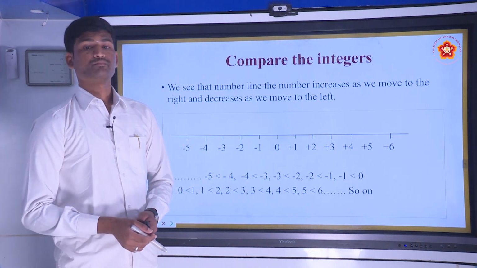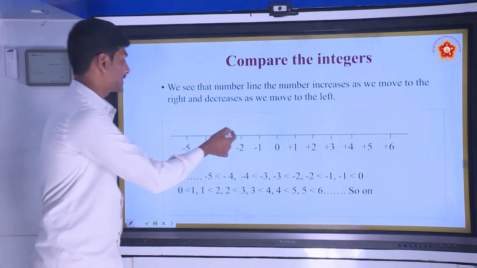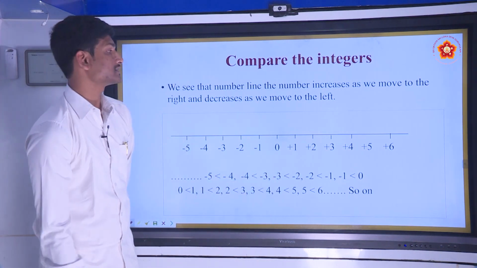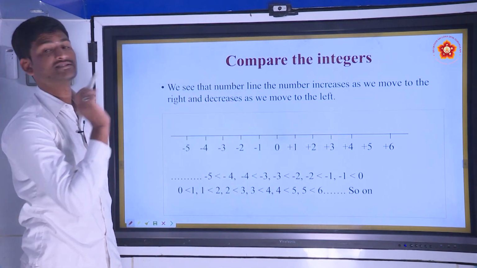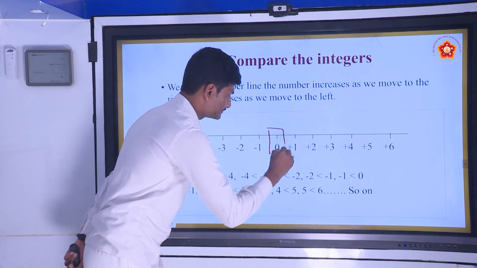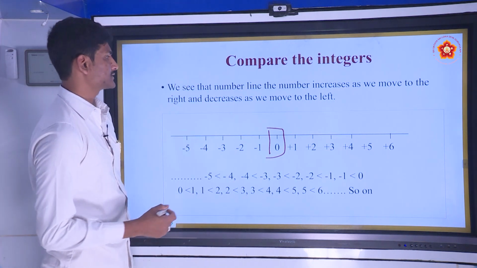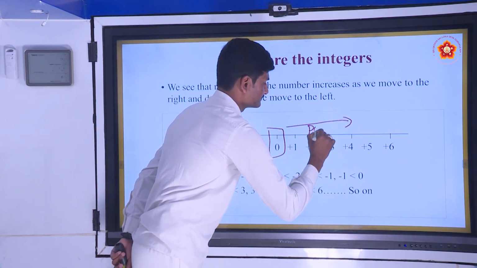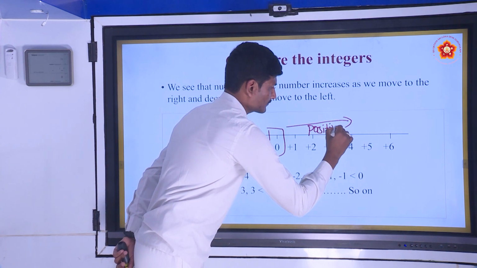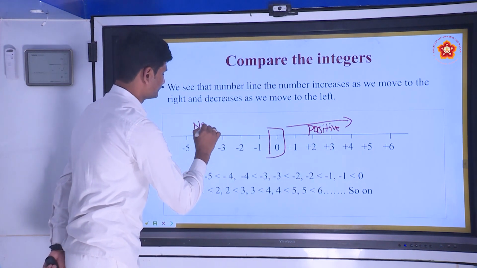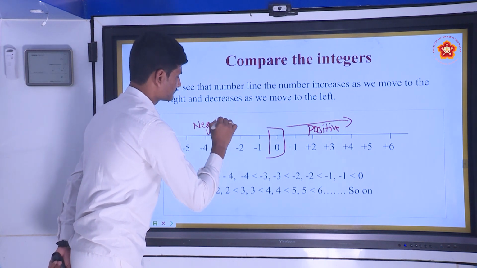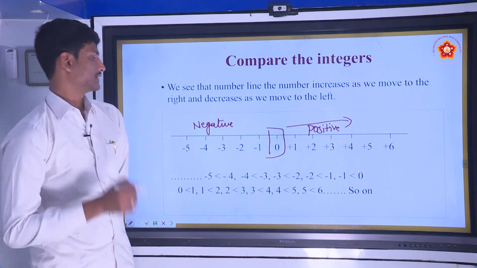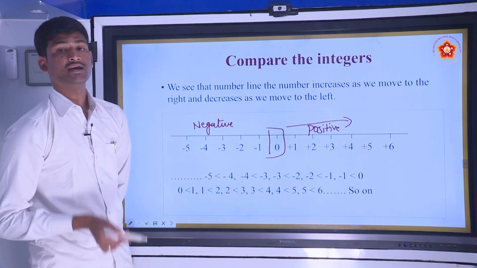Then, compare the integers. On the number line, the number increases as we move to the right side. We start from 0. The number increases, we move to the right side. These are positive integers. These are negative integers. The number increases when we move to the right side, and decreases when we move to the left side.